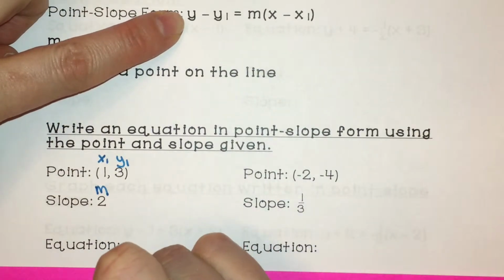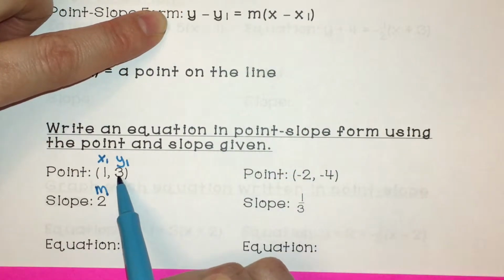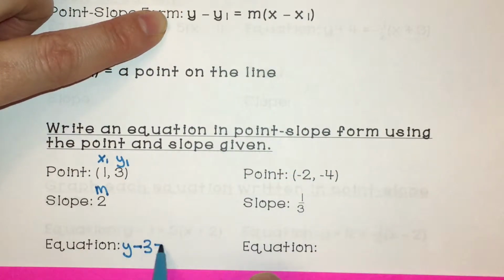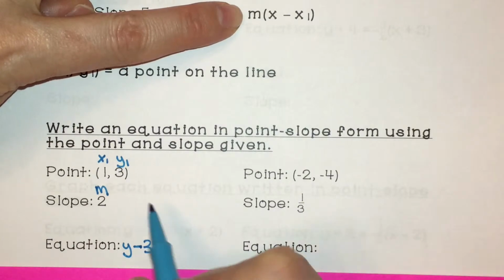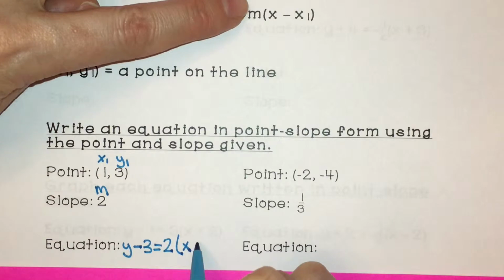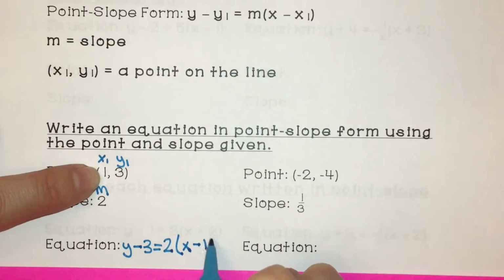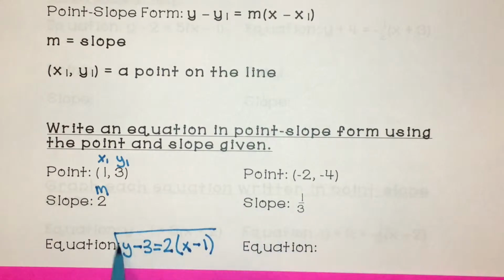So we have y minus the y sub 1 value, which is 3, equals m, our slope, which is 2, times x minus the x sub 1 value, which is 1. And that is our equation. Don't distribute the 2. Don't try to simplify or combine like terms. It has to be in this form in order to be in point slope form. So let's try another one.